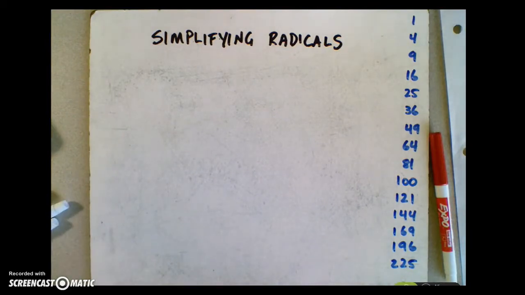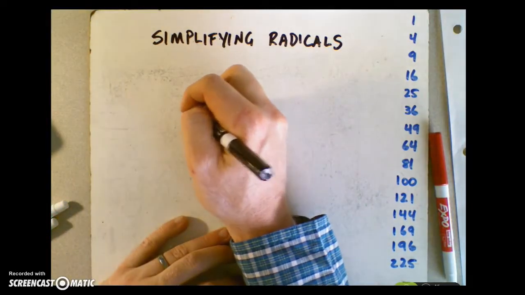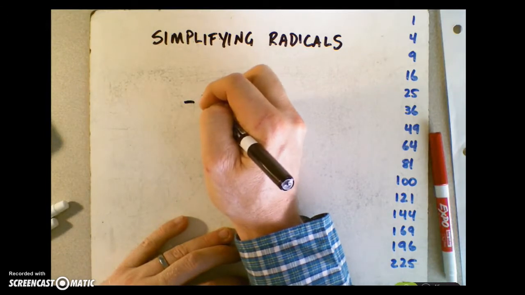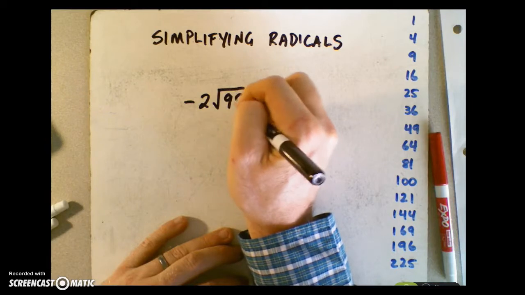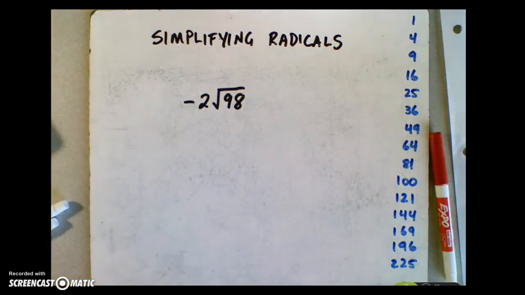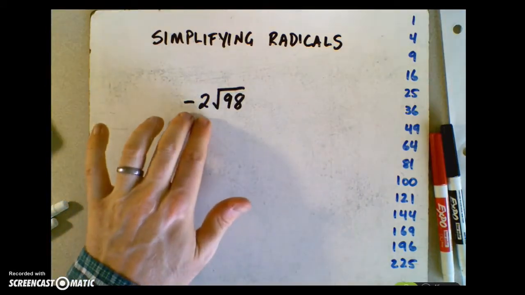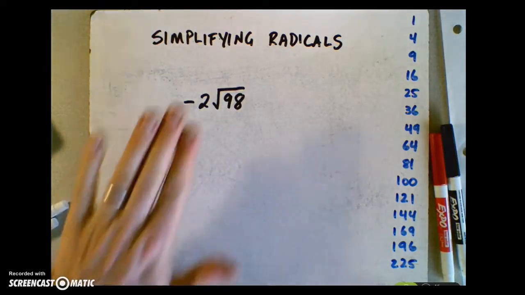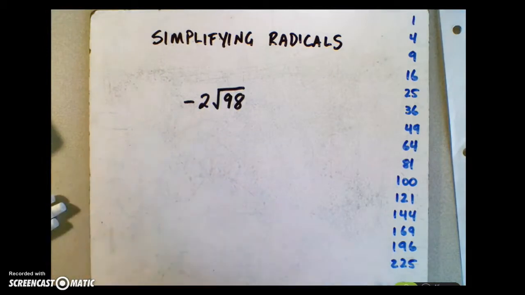I'm going to add some additional notation here that I don't want you to worry too much about. Let's do minus 2 radical 98. Okay, there's my next example. All right, step number 1. I'm going to leave the negative 2 out in front for right now. I'm going to worry about that later. What I want to focus on right now is the 98. I want the biggest perfect square factor of 98.